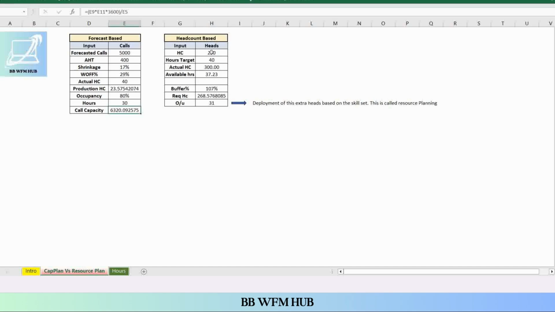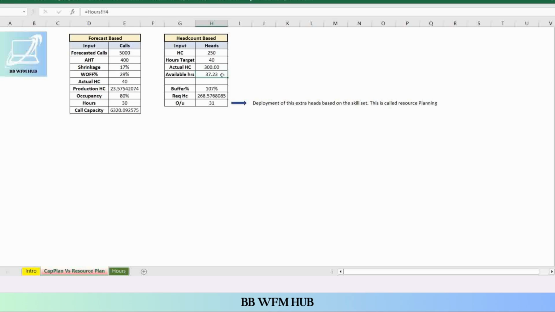In the headcount based planning, the headcount provided by the client is 250, and the targeted hours, which are also provided by the client, are 40 hours. The client has provided us the headcount and the targeted hours. Now we will check the actual headcount that we have. The actual headcount is 300, and for this actual headcount, how many hours are the teammates giving as production? Here I mean the available number of hours that the teammate or agent is giving me. This is referenced from the hours file, the production hours.